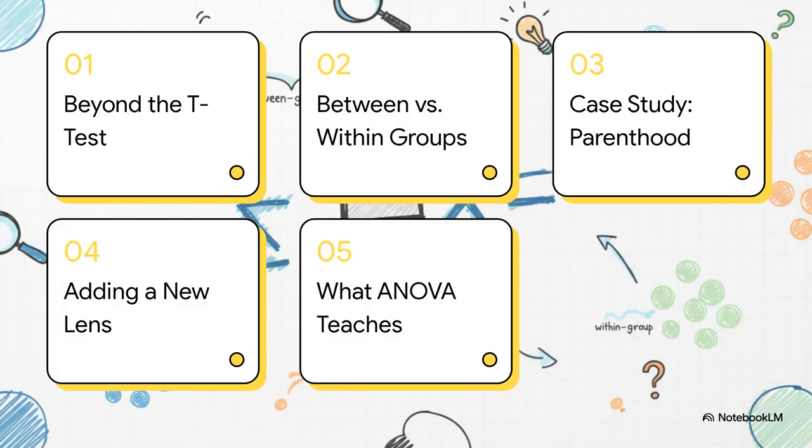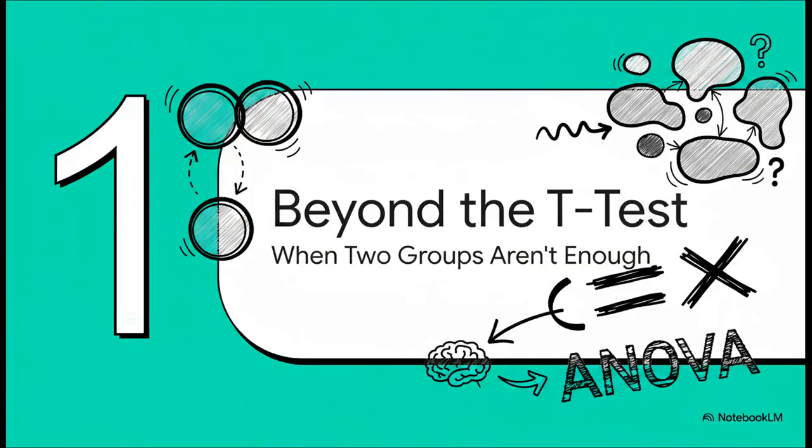So here's what we're going to do. First, we'll talk about why the good old t-test, as great as it is, sometimes just isn't enough. Then we'll get into the big idea behind ANOVA, what actually makes it tick. After that, we'll put it to work with a real-world case study about parenthood. And then, this is the fun part, we're going to dig a little deeper and see what's hiding under the surface. And finally, we'll wrap it all up with what this whole thing really teaches us. Okay, let's jump right in.